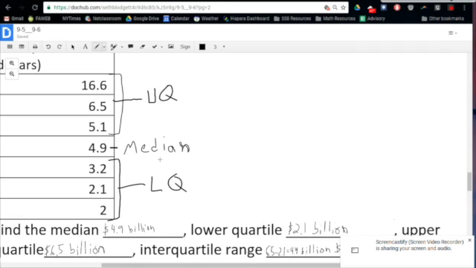So I found the median to be $4.9 billion. The lower quartile, which is the middle of these three pieces of data, is $2.1 billion. The upper quartile, which is the median of these three upper pieces of data, is $6.5 billion. And since the interquartile range is the difference between the lower and the upper, I do the 6.5 minus the 2.1 to get $4.4 billion.